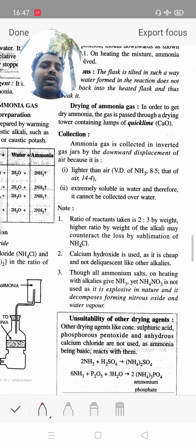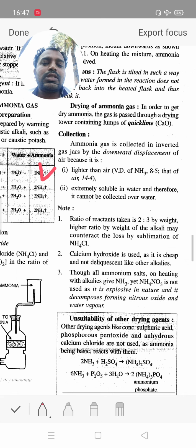In both methods, ammonia gas is collected in an inverted gas jar by downward displacement of air, because it is lighter than air. It cannot be collected over water because it is extremely soluble in water, so we cannot collect it over the water.